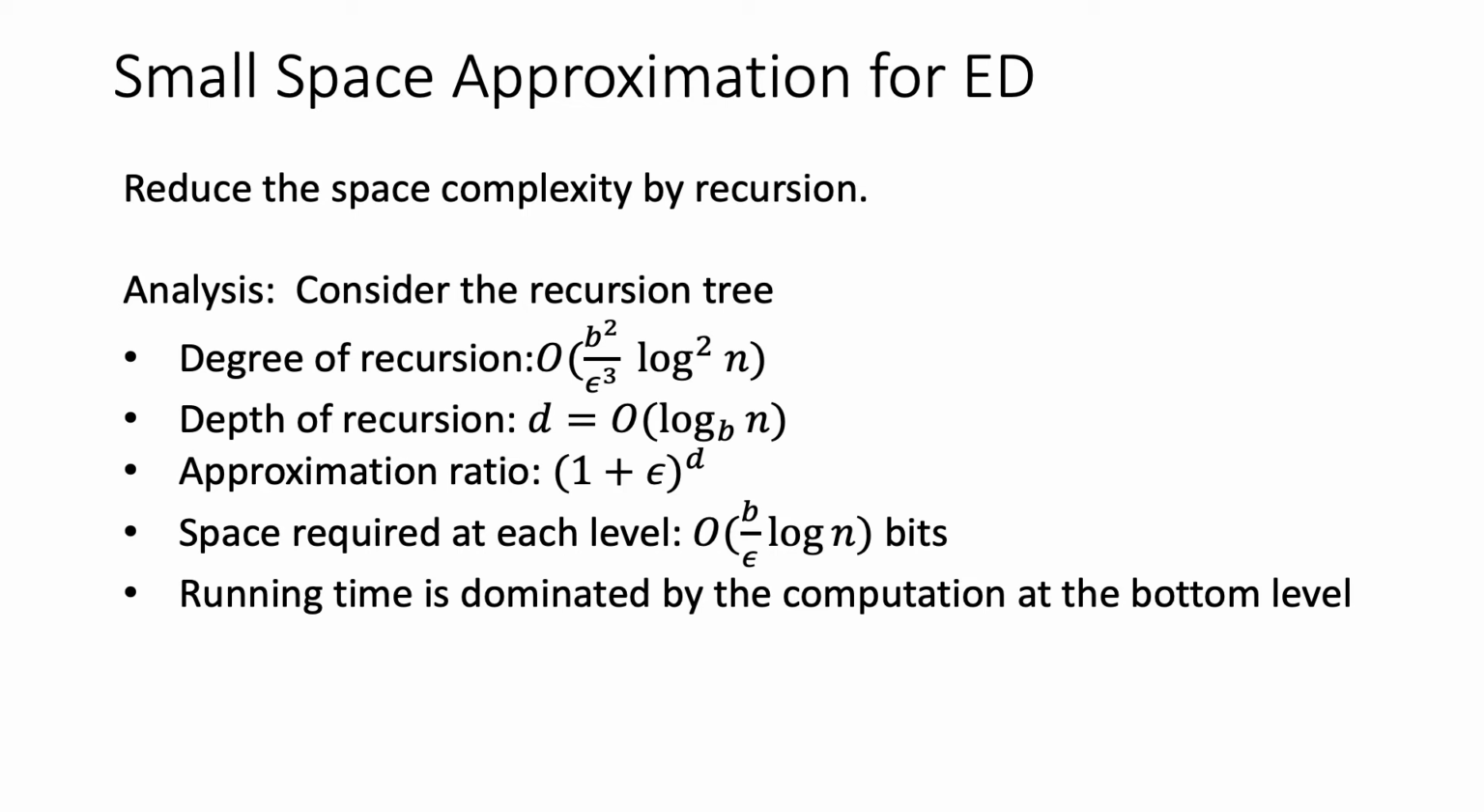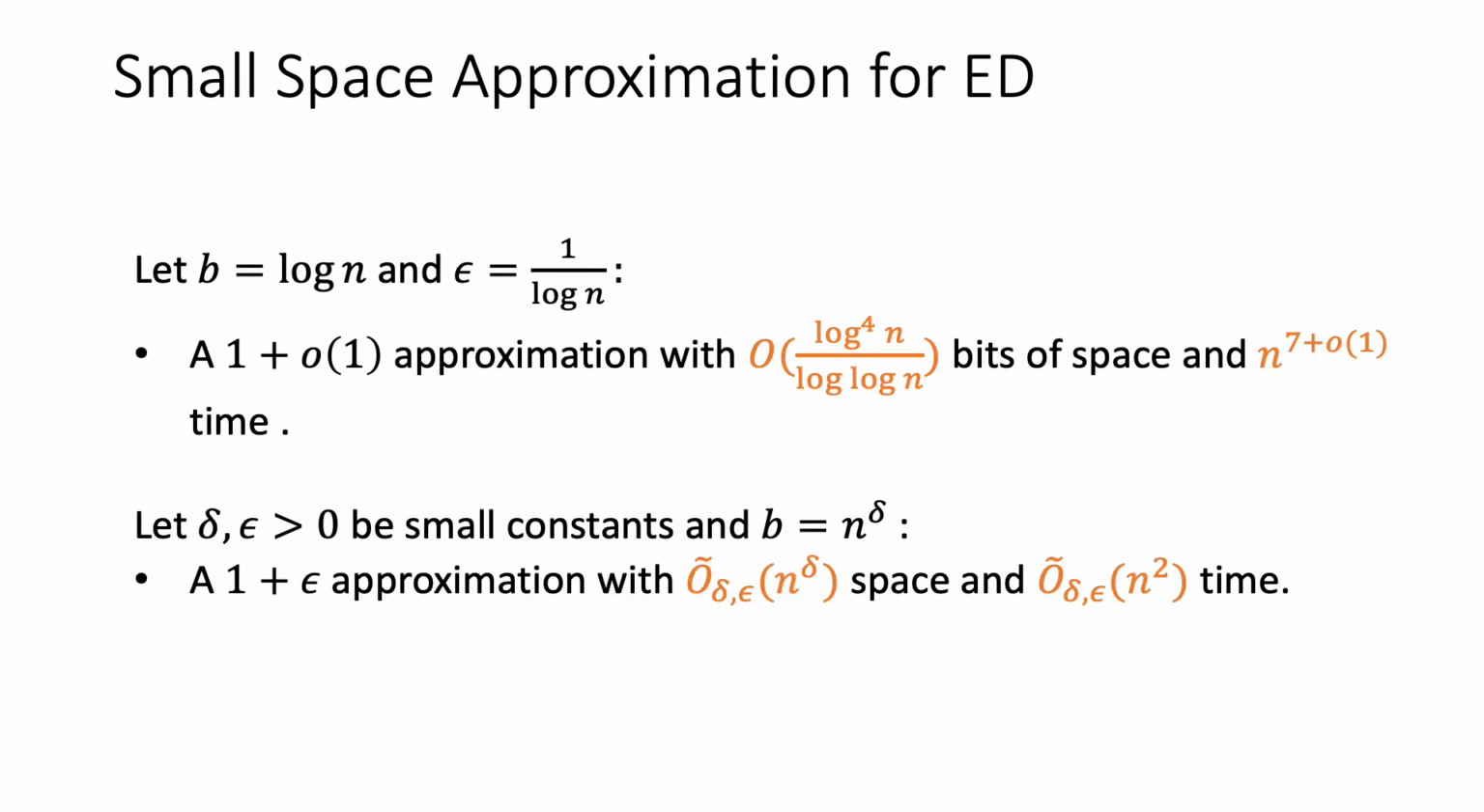For space, each level requires b over epsilon times log n bits. The running time is dominated by the computation at the bottom level. Thus, we can get the following two sets of results. If we pick b to be log n and epsilon to be 1 over log n, then we get an algorithm that outputs a 1 plus o(1) approximation with O(log^4 n over log log n) bits of space. The running time is roughly n to the 7th.